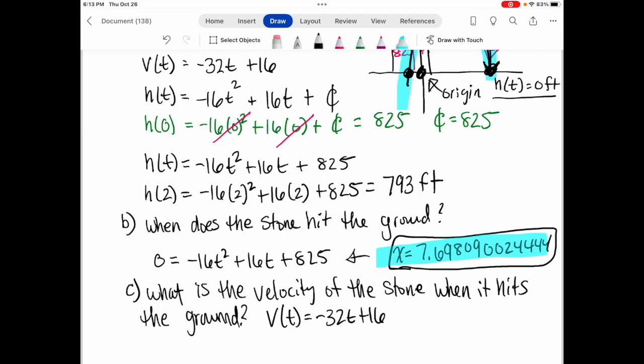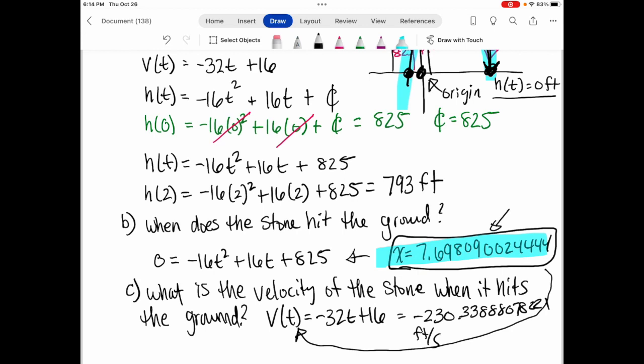So what you're going to do is plug in this t value when it hits the ground into your velocity function. And when you do that, you're going to get negative 230.33888078221. And because this is velocity, this is going to be feet per second. And I should have put that up here and labeled this. This is in seconds.